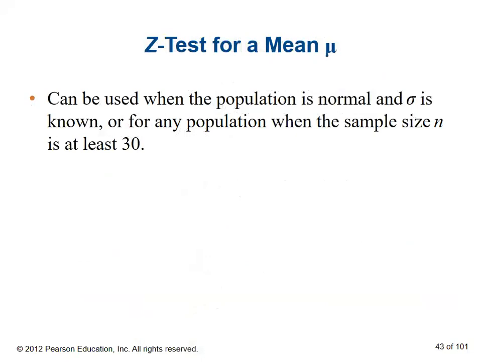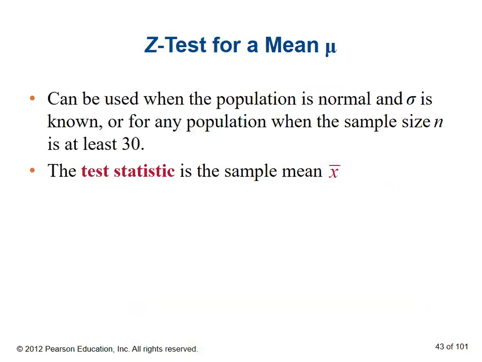Now, the z-test for a mean, mu, can be used when the population's normal and you know the standard deviation for the population, or when's the other case? As long as your sample size is, there you go. It keeps coming back, doesn't it? As long as the sample size is 30, you don't have to worry about anything. If it's not 30, you just have to make sure the original population is normal.